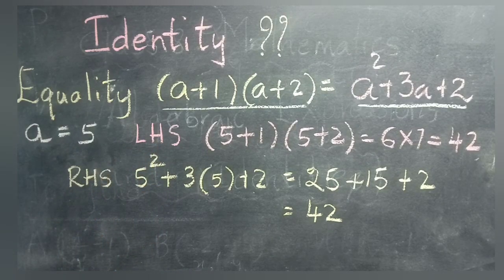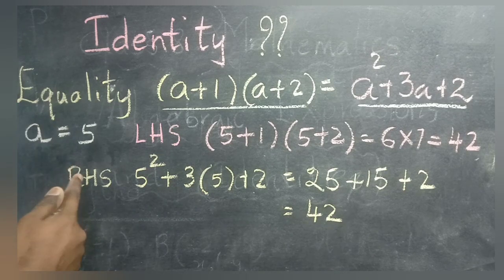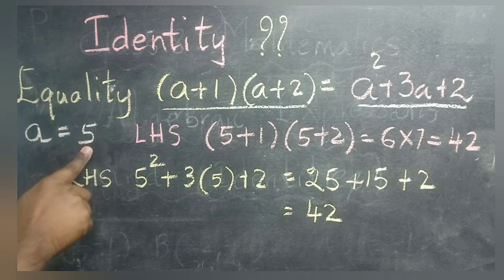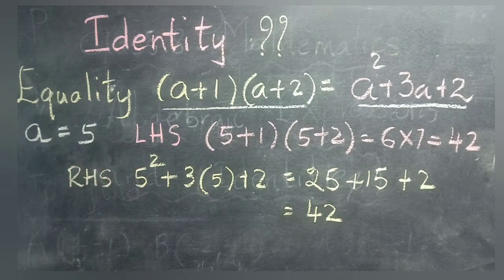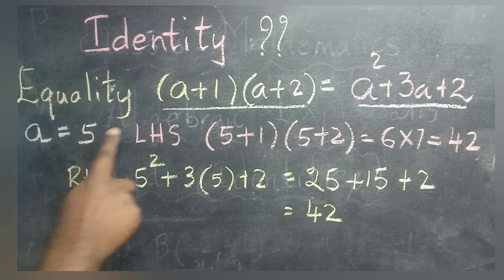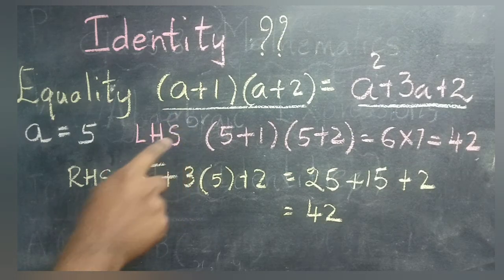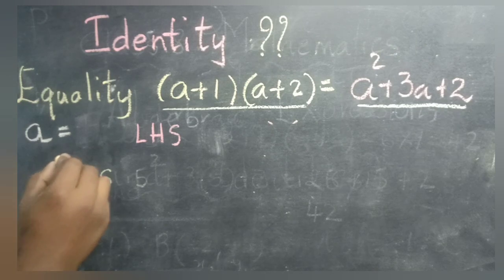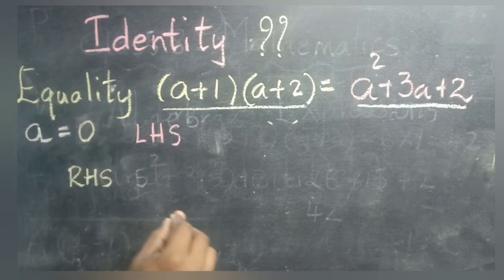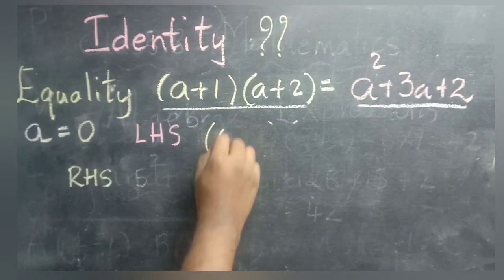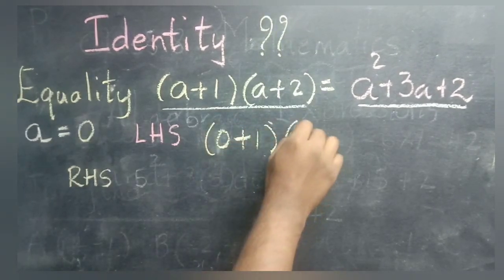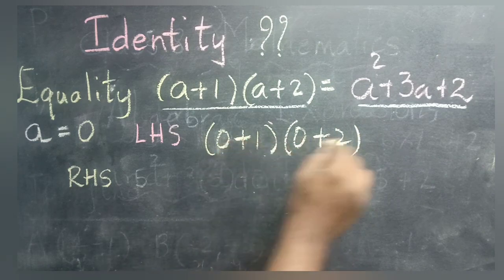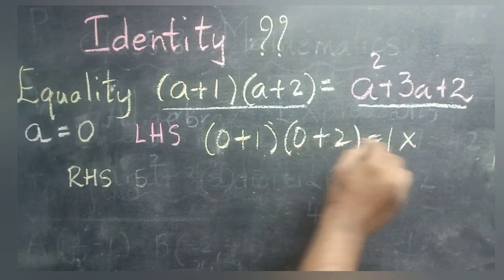In the same way, try to substitute different values of a. The LHS and RHS will be the same. For any value of a, this LHS and RHS will be the same. Take one more value, a equals 0. Now what is the LHS? 0 plus 1 into 0 plus 2. 0 plus 1 is 1, into 0 plus 2 is 2.